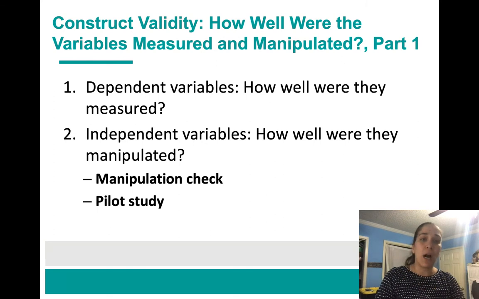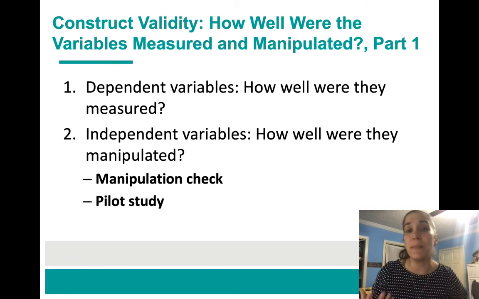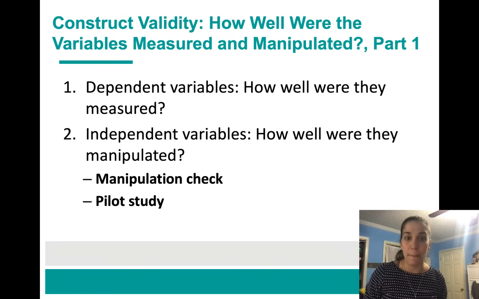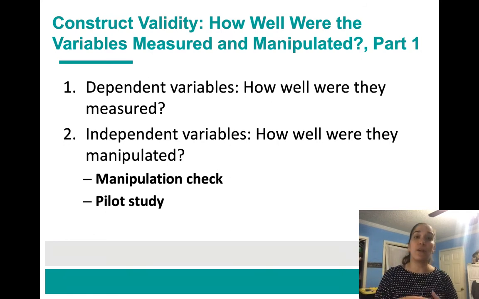So when you're talking about construct validity, you want to make sure that your dependent variable is something that's operationalized well. You also have to worry about the construct validity of your independent variable. How well were your independent variables manipulated? So you can do this one of 2 ways. You can either use something that someone else has already used and has already been validated.